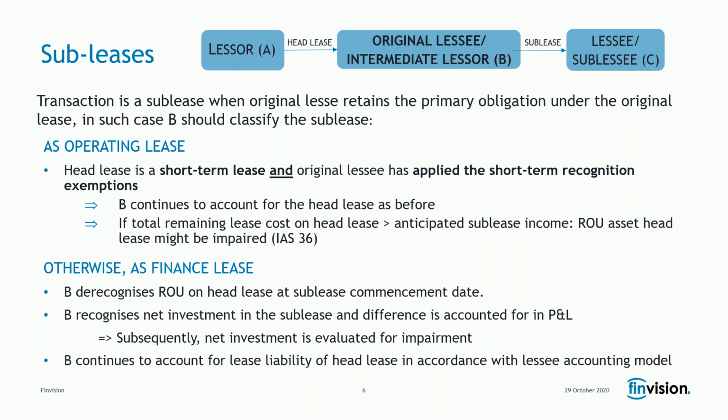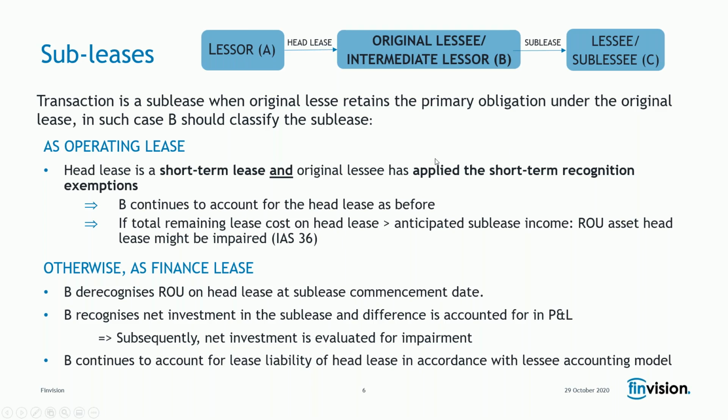Subsequently, the net present value will be evaluated for impairment, which is different than when you would consider it as an operating lease. There, the right of use asset of the head lease is evaluated for impairment. Important, if you consider it as a finance lease, although your right of use asset in the head lease will no longer be on your balance sheet and will be replaced by the net present value of your future lease payments you will receive, the lease liability you have on the head lease will still remain on your balance sheet, in line with IFRS 16.